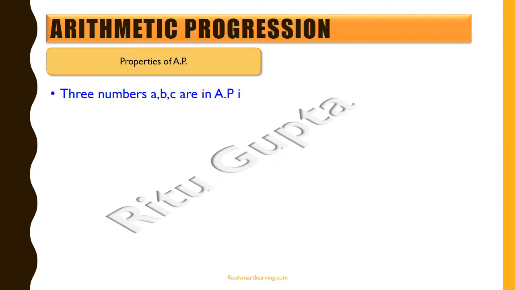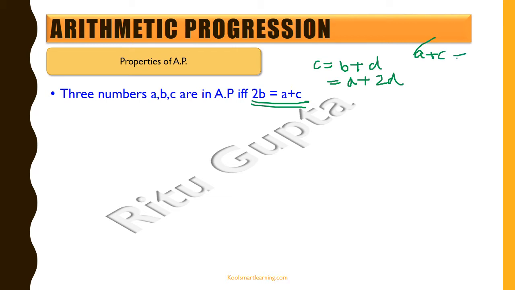Continuing with properties of AP, three numbers a, b, c are in AP if and only if 2b is equal to a plus c, because clearly c is equal to b plus d, which is also equal to a plus 2d. So if we calculate a plus c, this becomes a plus a plus 2d, which is nothing but 2 times (a plus d), which is 2 times b.